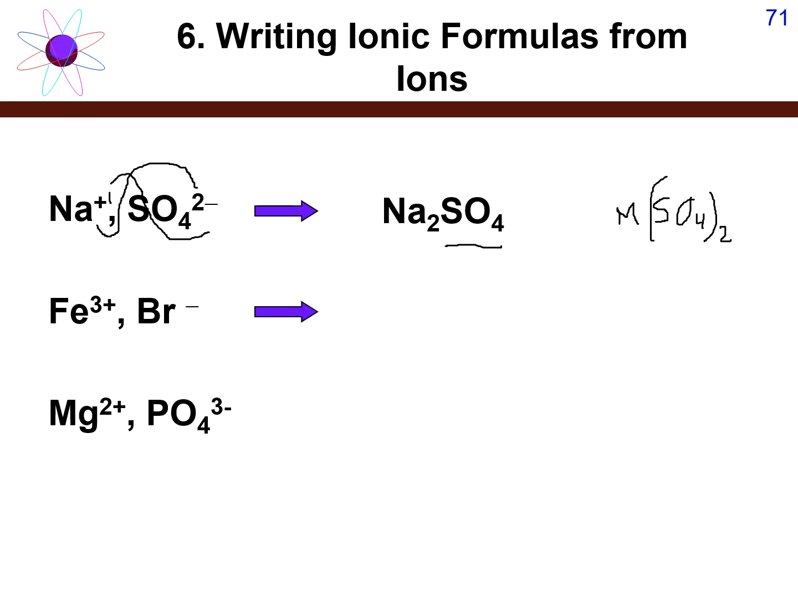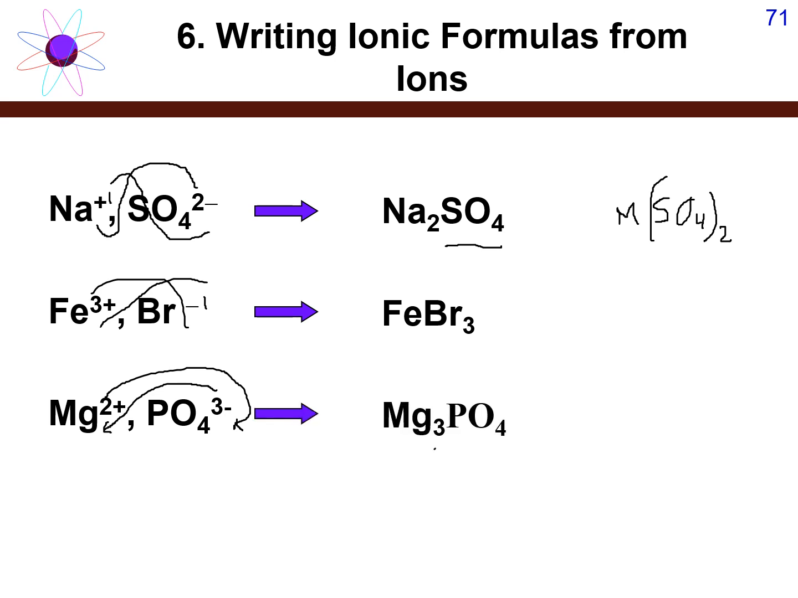Iron 3 plus and then a bromide ion. This 3 is going to come down, this understood 1 is going to come down to give us this compound here. Now in this next example, we have a 2 that needs to come down behind the phosphate and a 3 that comes back down behind the magnesium.